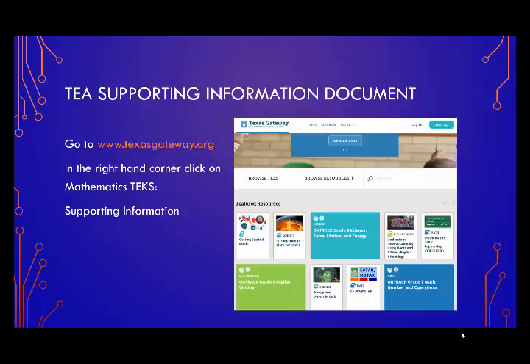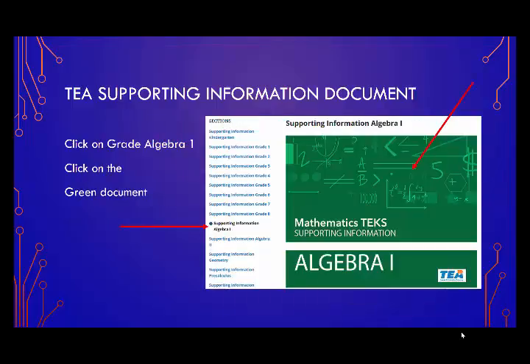Once again, I want us to go out to the Gateway and take a look at what TEA has to say about our standards. So you go to www.texasgateway.org. In the lower right-hand corner, click on the Mathematics TEAC supporting information. It'll open to a screen like this. Click on Algebra 1, click on the green document, and you can scroll through. And so I would like for you to take a few moments to take a look and see what the latest information is from TEA on our standards in this unit. And those standards are 2H, 2I, 3D, 3F, 3G, 3H, and 5C.